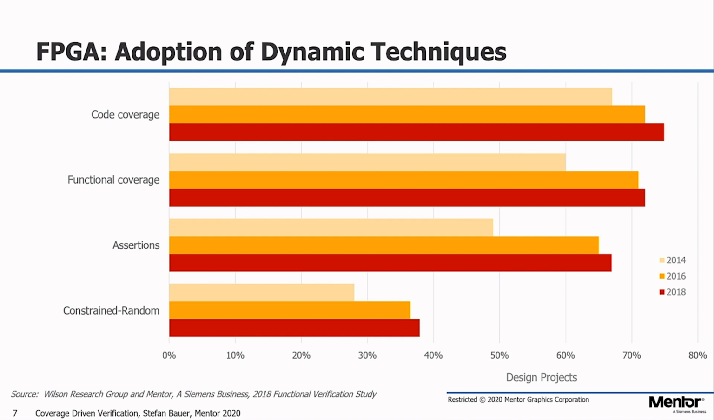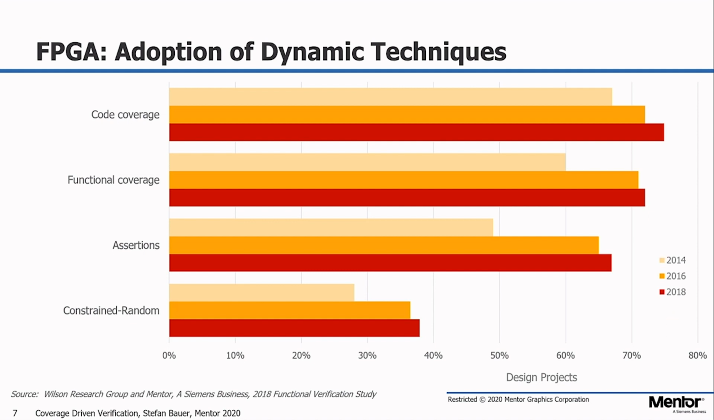But before we dive deeper into the different types of coverage, I would like to share with you slides of the Wilson Research Group study. This slide shows you how many FPGA design projects use code coverage, functional coverage, assertions, and constraint random. You can see that more and more projects are adopting such advanced verification techniques. Code and functional coverage, which you see here, are used by more than 70% of the FPGA projects today.